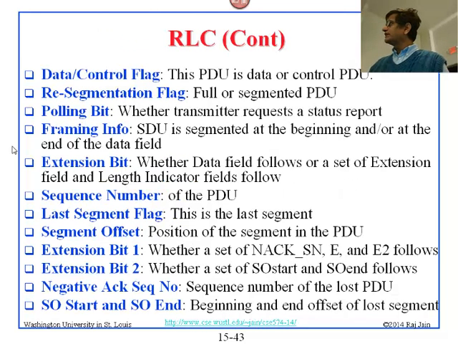Here, SO start is simply the beginning and the end of the lost segment. Remember, LOST, not LAST, right? LOST means that I didn't get it. So it's for each lost segment. You send all of this stuff for each of the lost segments. That's why there are K of them.